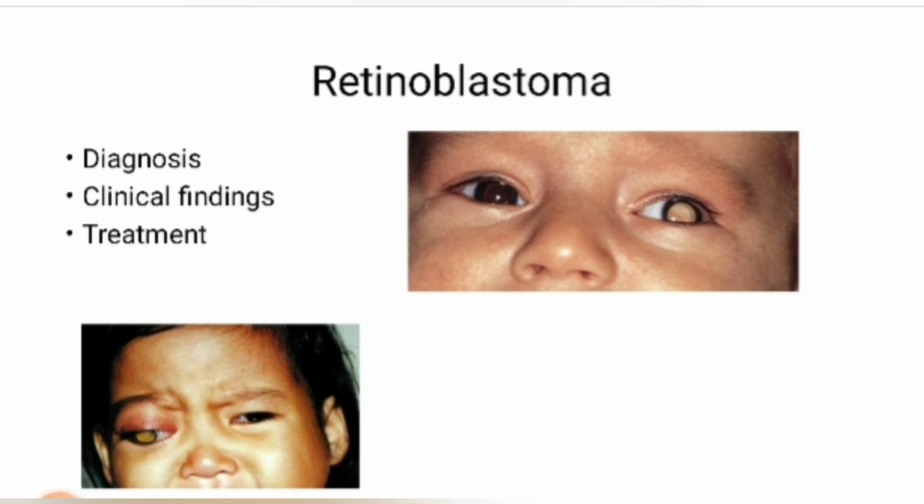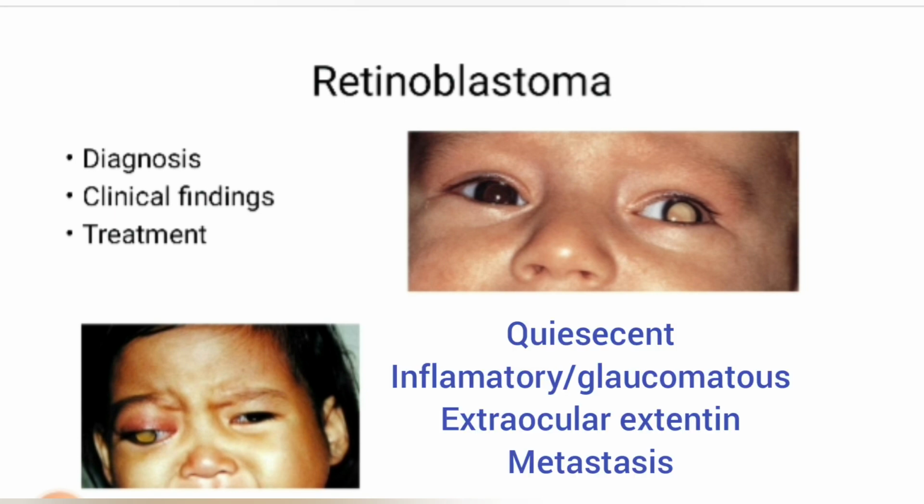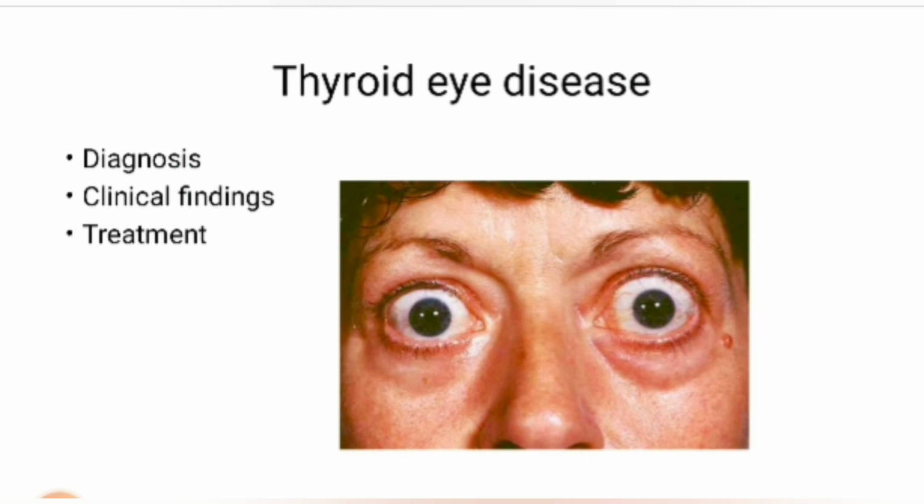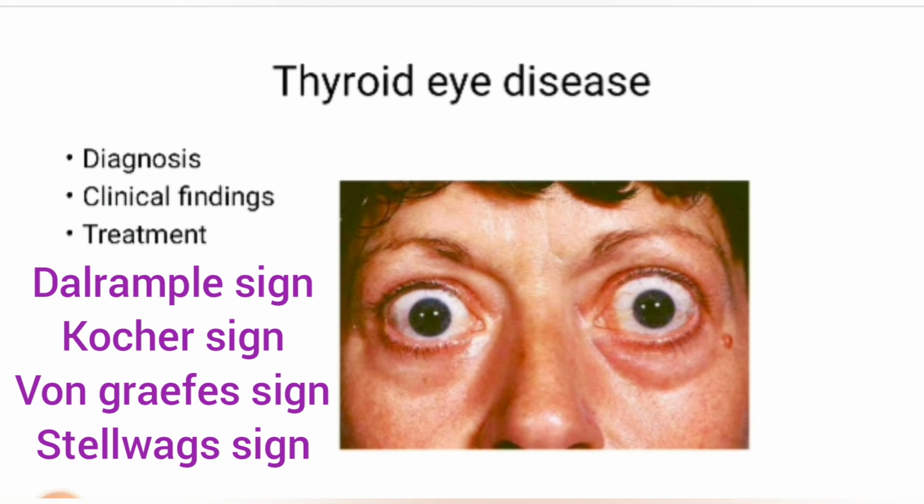It has 4 stages. Quiescent stage. Inflammatory glaucomatous stage. Extraocular extension stage. Metastasis stage. Thyroid eye disease. Autoimmune inflammatory disorder. Clinical signs. Dalrymple sign. Retraction of the upper eyelid in primary position. Kocher sign. Staring and frightened appearance. Von Graefe's sign. Lid lag. Stellwag's sign. Infrequent blinking.